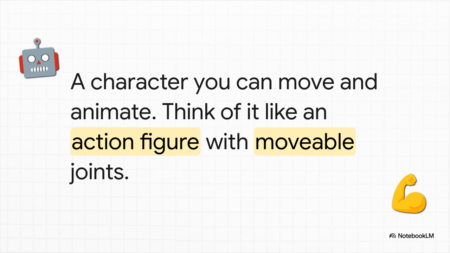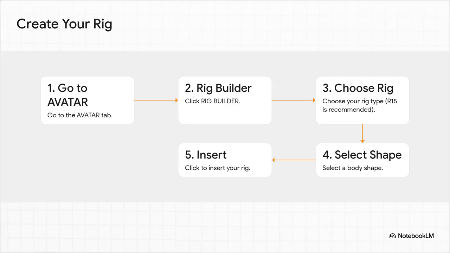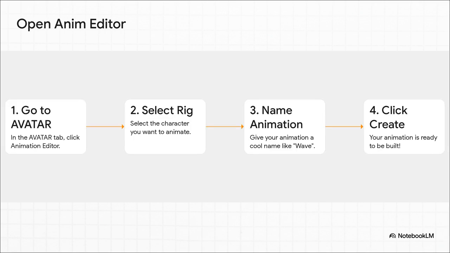So, before we can animate, we need something to animate. And that's where a rig comes into play. Just think of it like a posable digital action figure. It's got all the movable joints, arms, legs, head, all ready for you to bring it to life. To get one of these rigs, just head over to the Avatar tab and click on Rig Builder. You'll see a few options, but for starting out, I really recommend R15. It gives you 15 different joints to play with, which means a lot more control for you. Pick a body shape you like, give it a click, and poof, your digital actor is now on the stage, ready for action.